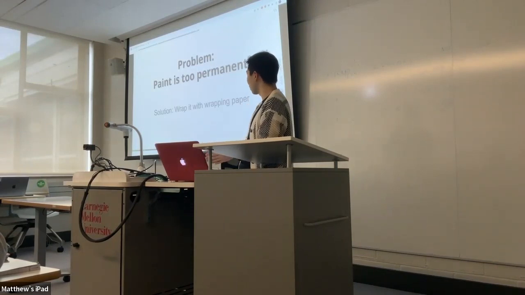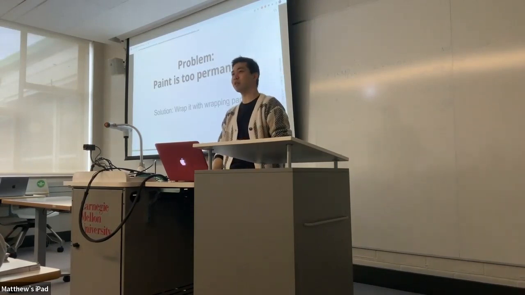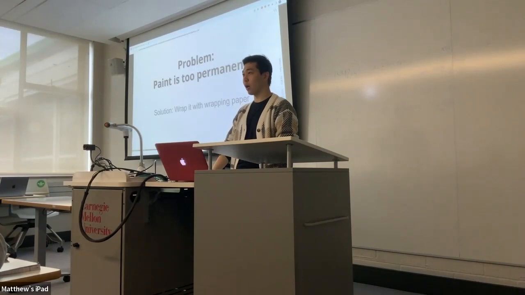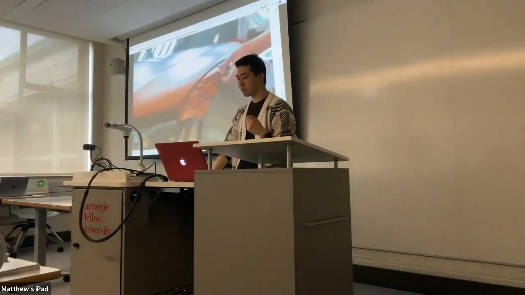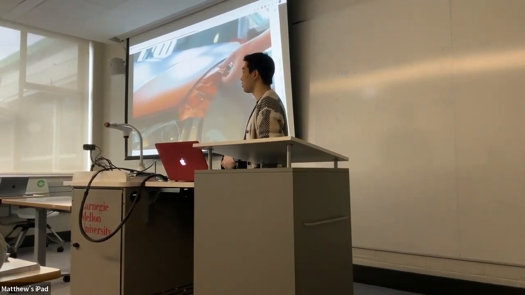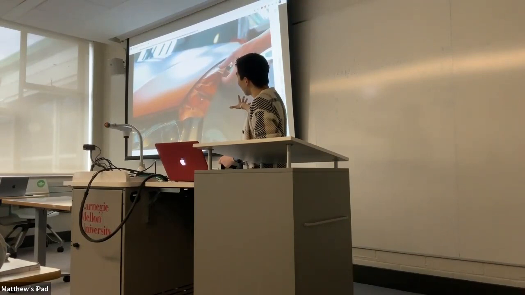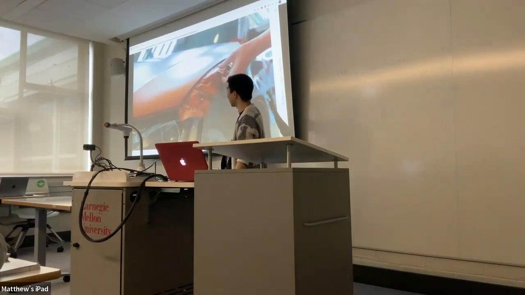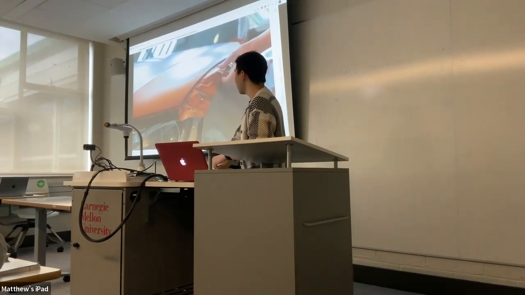So the solution here is we can wrap it with something instead of painting it, so that we can take it off later. So I don't know if you see these YouTube videos, I do all the time. This person is wrapping a car with a vinyl sheet, and that makes this glossy area less glossy and more matte. So that can help with modeling the geometry.